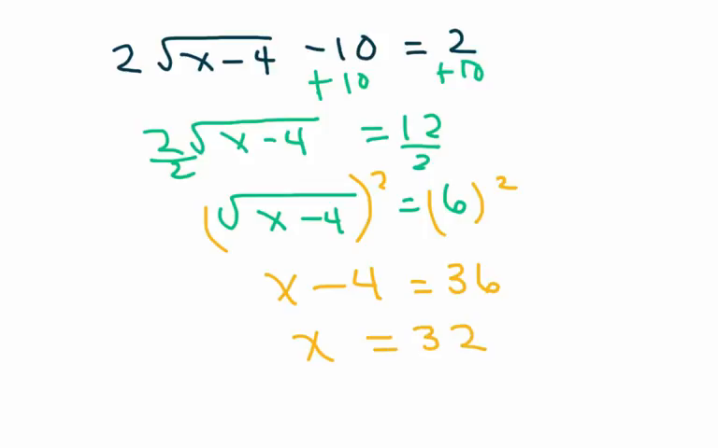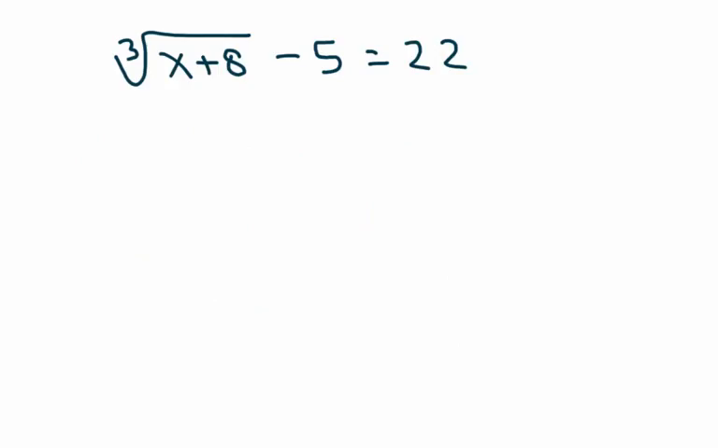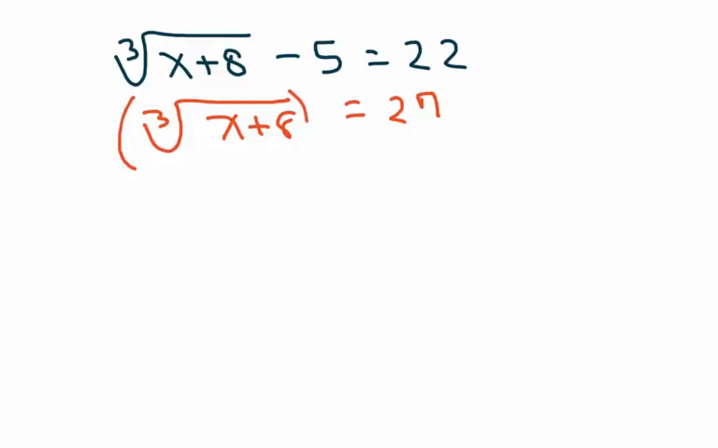And if you want, you can plug it back into the original equation, which if you're taking a test, you should do that. And it will satisfy the equation. So the next one's our cube root. So we do the same thing. First thing I'm going to do is add 5 to both sides. And when I do that, I get 27. Now I'm going to cube both sides here.